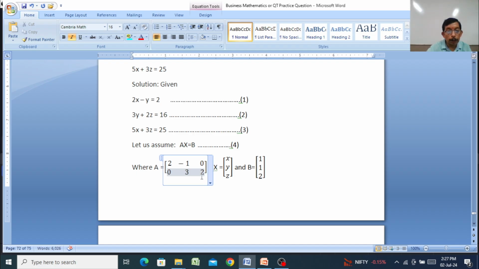Now we come to the third equation. The coefficient of x is 5, note down 5, the coefficient of y is missing, note down 0, and the coefficient of z is 3, note down 3.